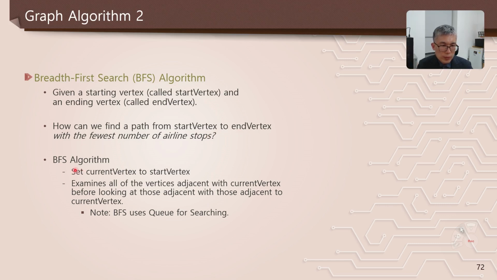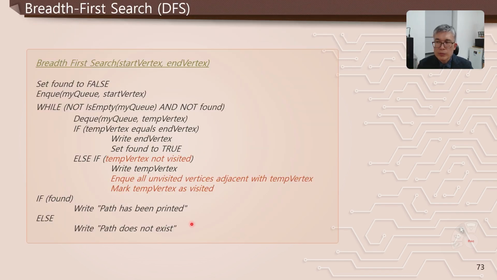So the BFS algorithm sketch is like this. Set the current vertex to the start vertex. Examine all of the vertices adjacent to the current vertex before looking at those adjacent to those adjacent to the current vertex. Note, BFS uses a queue instead of a stack for searching.